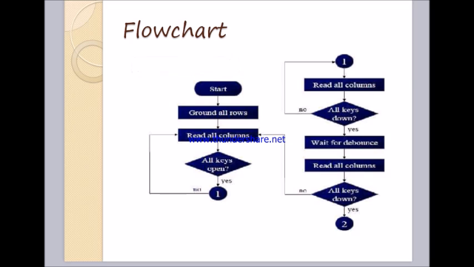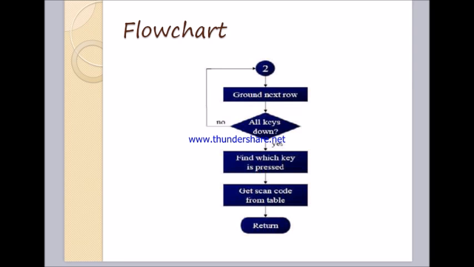On finding an open key, we read all columns and check if all keys are down. If not, continue reading the columns. If yes, then we wait for debounce and read all columns again and check if all keys are down. If not, go back to reading all columns. If yes, then we ground the next row and check if all keys are down. If yes, then we find which key is pressed and return.